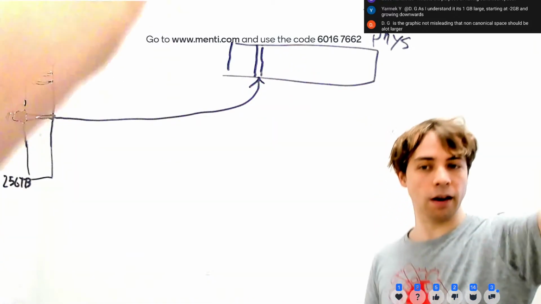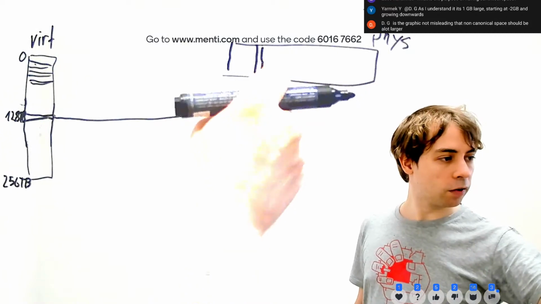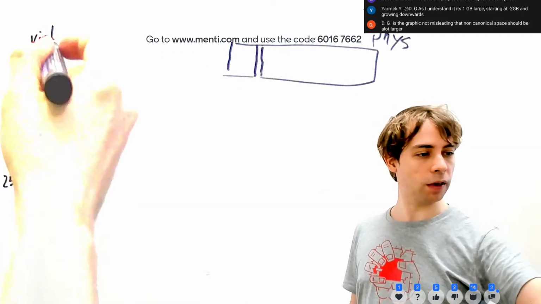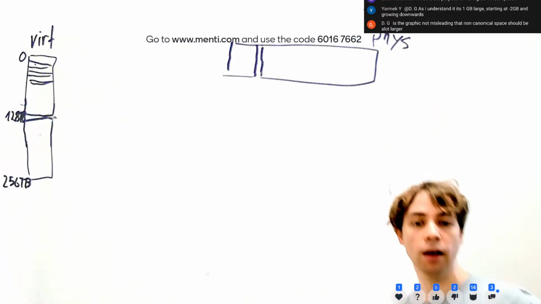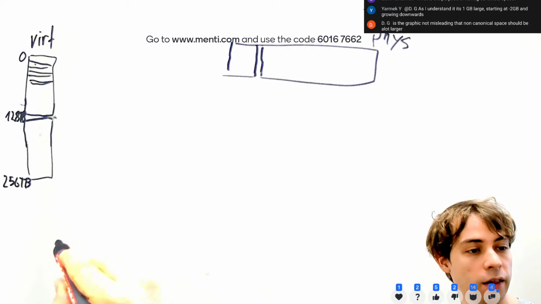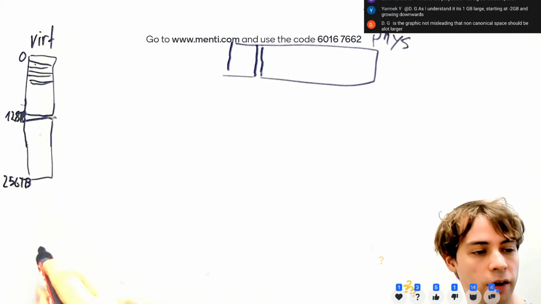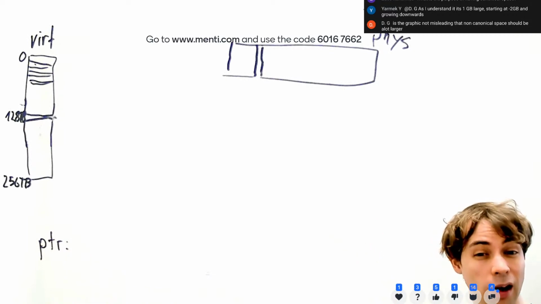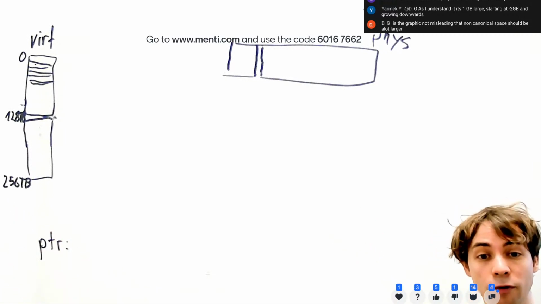Now the question that we had then was, how large would one of these pages be? How large is one of these pages? And we decided, based on the address, that there are some sizes that are nicer. Let's draw this pointer here again. Pointer. And this pointer now will be a lot larger because we're talking about a 64-bit pointer now.